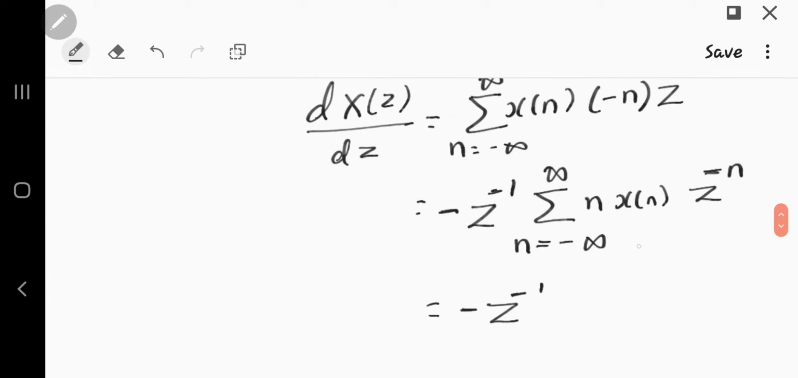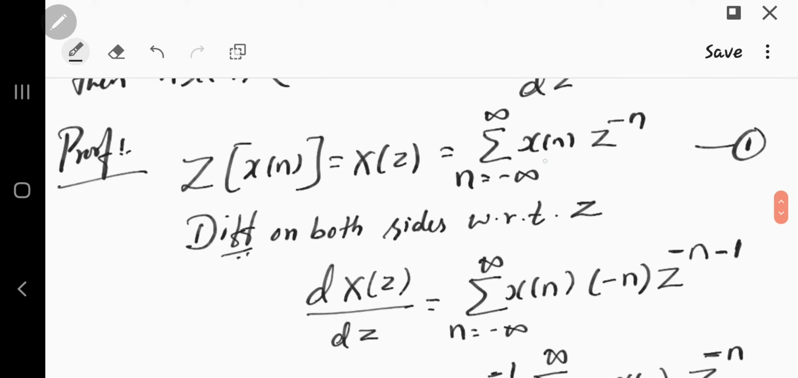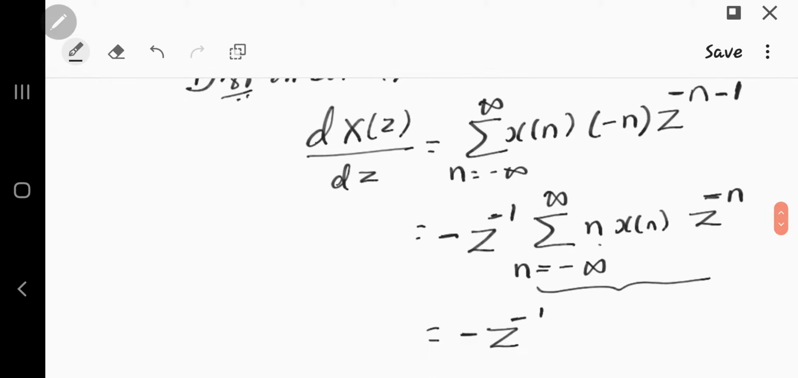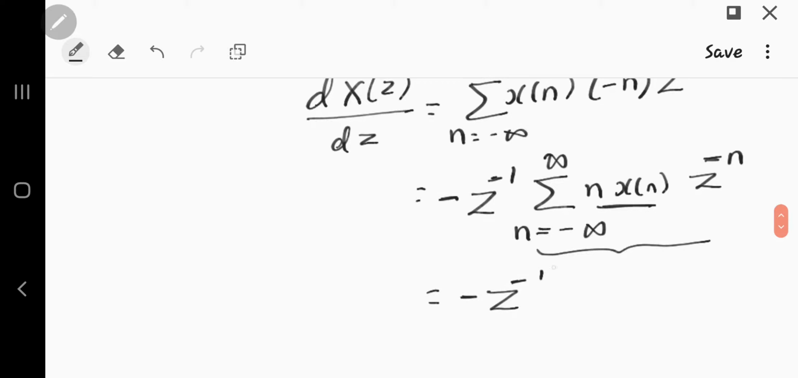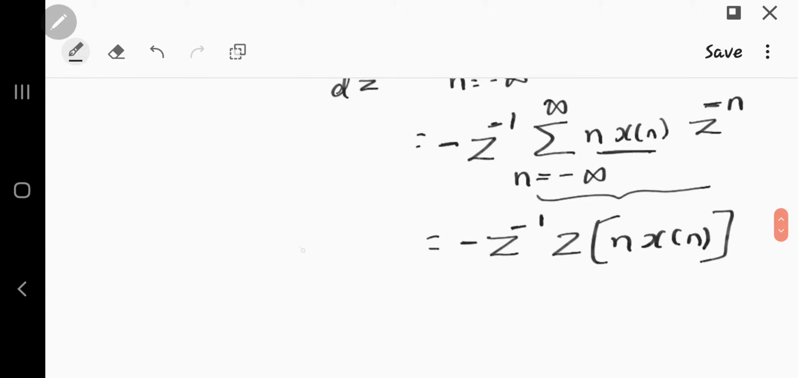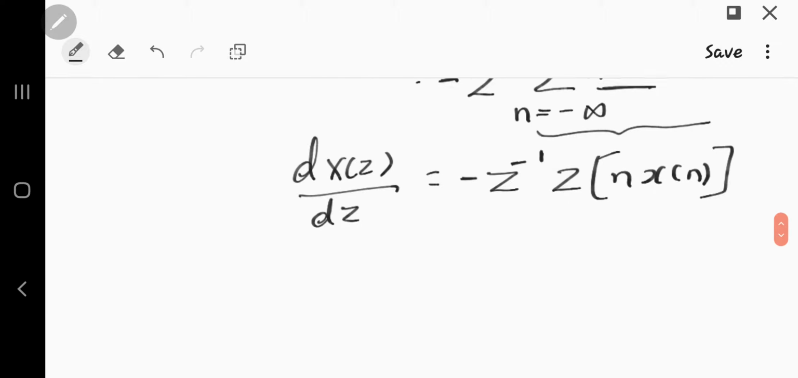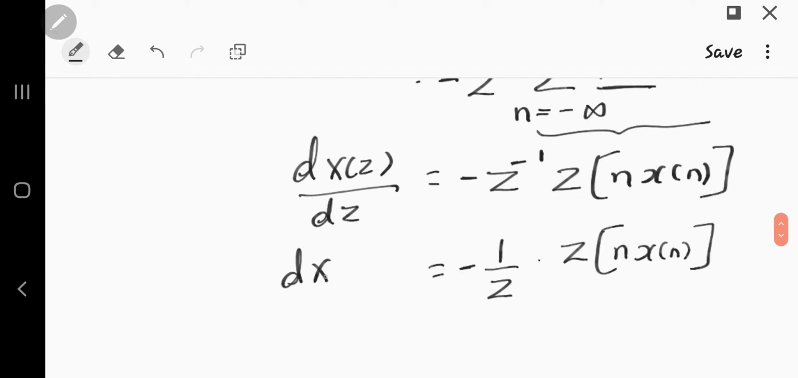So this term, if you look at this entire term, if you compare this with equation 1, in place of x of n, we have n into x of n. So that means I can write this as z transform of n into x of n. And here we have differentiation of x of z with respect to z, and we can write this as 1 by z into z transform of n into x of n, dx of z by dz.